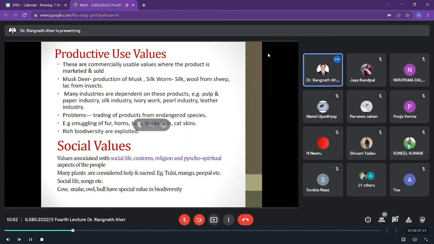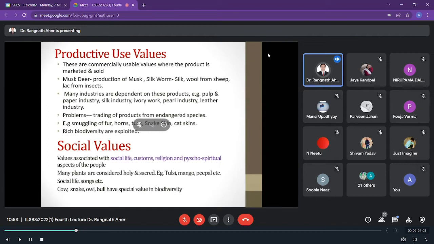One by one we will discuss the productive use values. Next one is the productive use values. These are commercially usable values where the product is marketed and sold.